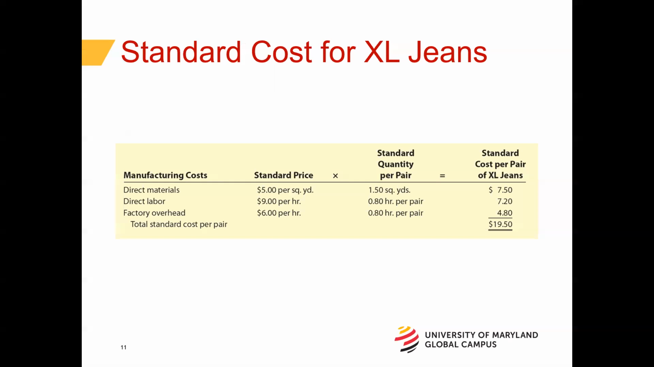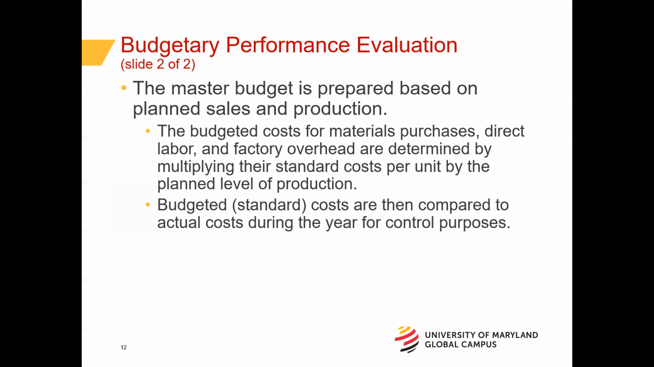You add your direct materials, direct labor, and factory overhead for each pair of extra large blue jeans to get to a standard cost per pair of extra large blue jeans of $19.50. Okay, so now we know how much a pair of extra large blue jeans actually costs.